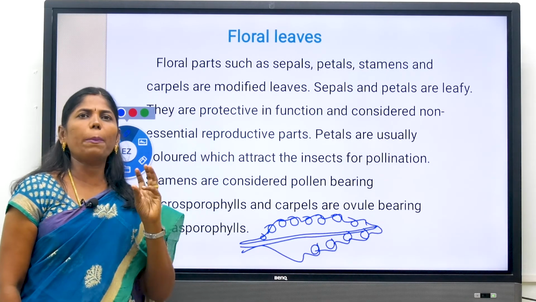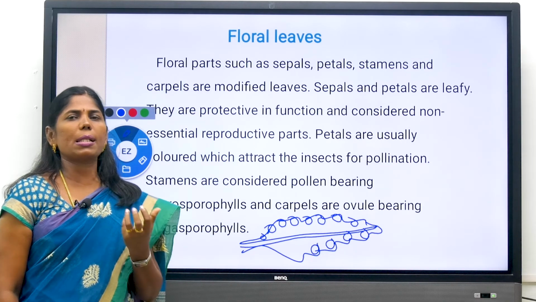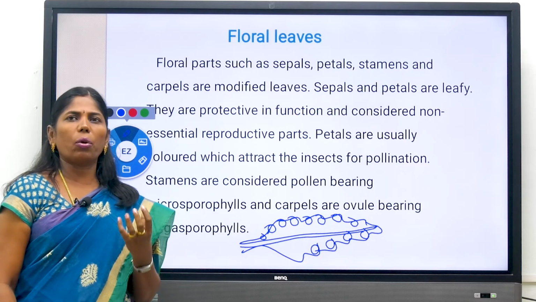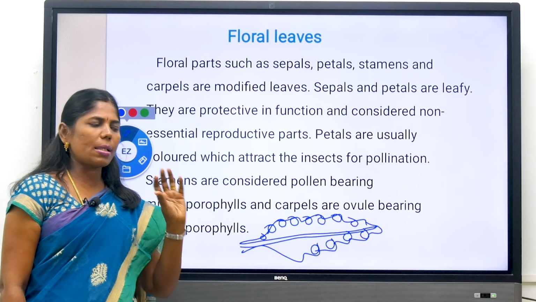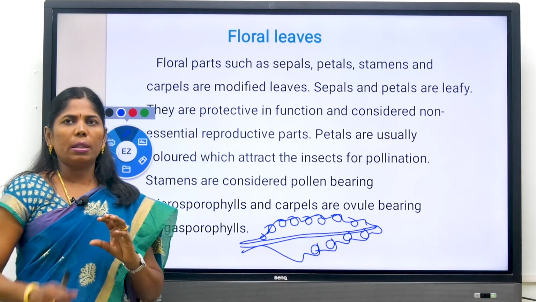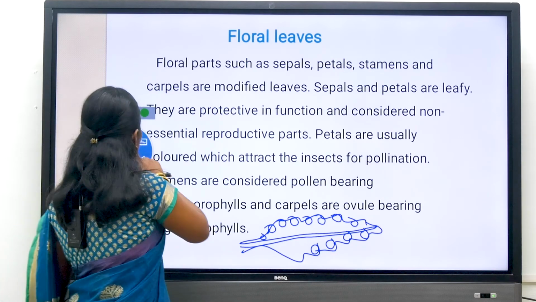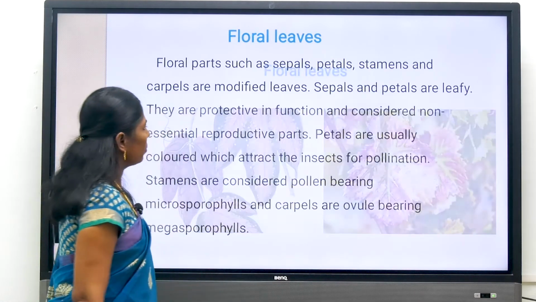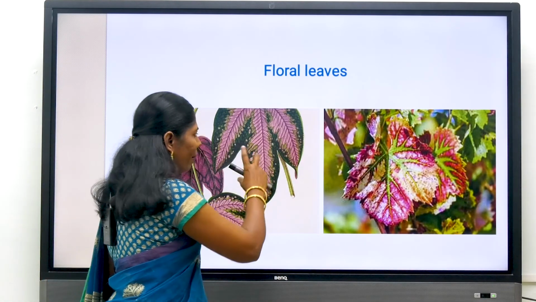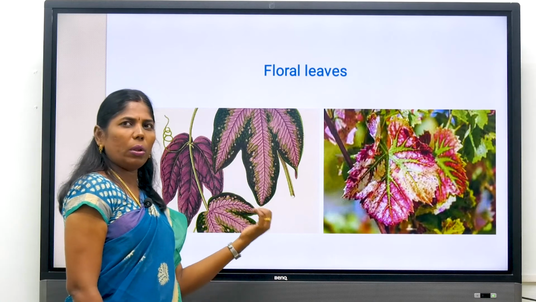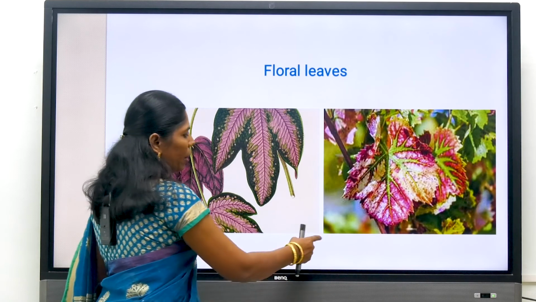What parts are there in the flower? Epicalyx is sometimes present, which is called the pentamerous condition. Epicalyx, calyx, corolla, androecium and gynoecium. The calyx and corolla are your accessory whorls, and the androecium and gynoecium are the necessary whorls. Actually this is not a floral leaf, it is green in color. This is called petaloid. Instead of green, they have different colors, and these are the petals.